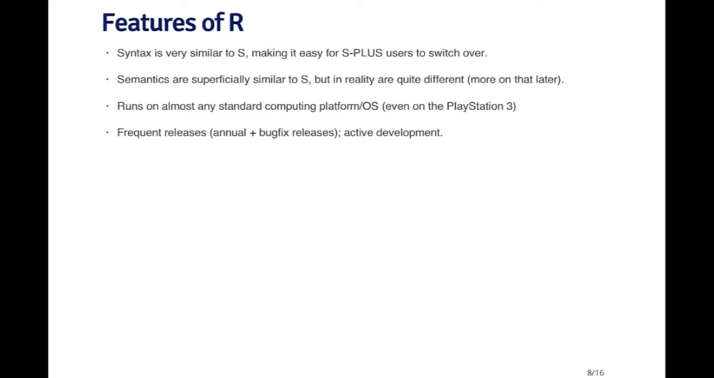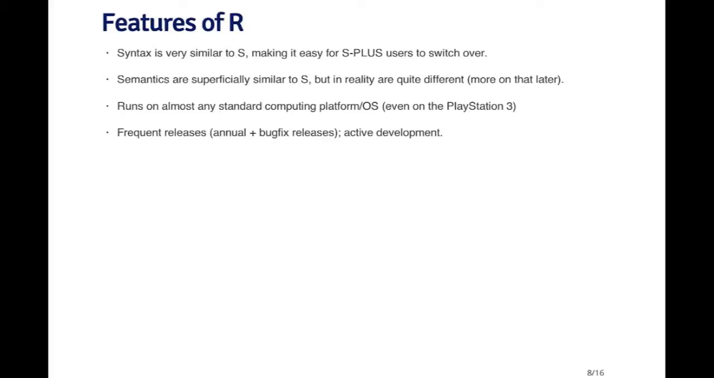So some of the features of R. The first one, which was important back in the old days when people were still using S-PLUS, is that the syntax is very similar to S, which made it easy for S-PLUS users to switch over. This feature isn't quite so relevant today, where most people generally go to R directly. The semantics are superficially similar to S, in that it looks like S, but in reality are quite different, so we'll talk more about this in a future lecture.